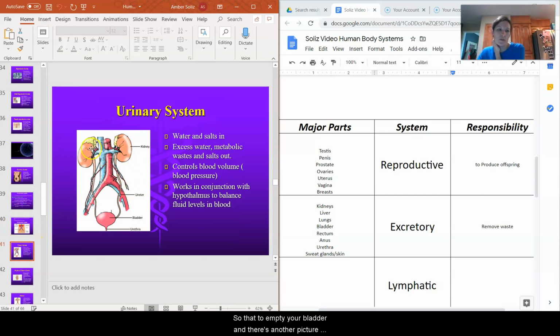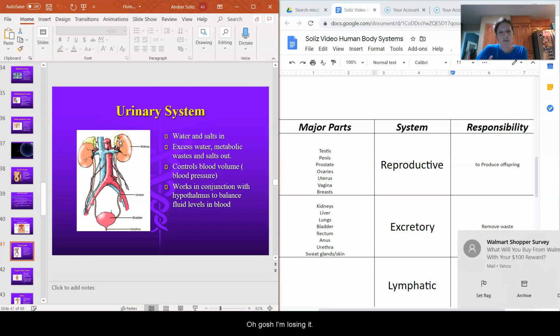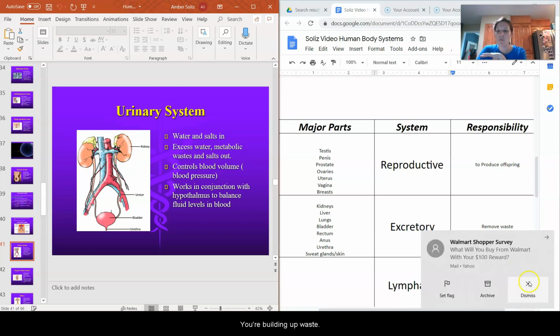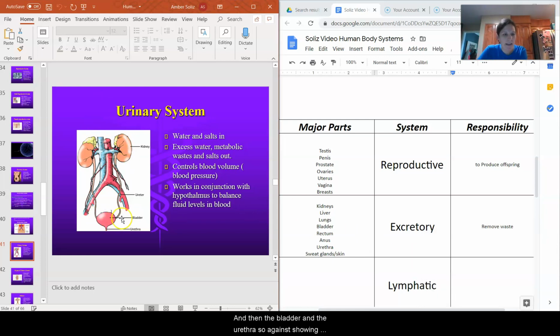And there's another picture. We're going to talk about the adrenal glands in a second for endocrine, but they sit on top of your kidneys. And your kidneys are usually found in your back, kind of your lower back. So kidney stones, oof, terrible. But that's kind of when you build up, oh gosh, I'm losing it. But you're building up waste in your kidneys. And then your ureters, and then the bladder and the urethra. So again, it's showing the circulatory system behind it and just how they intertwine.